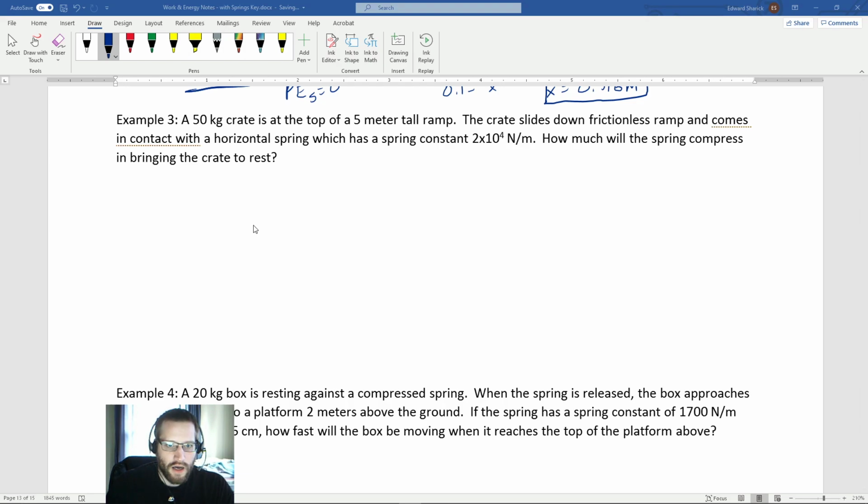All right. So here we have a 50 kilogram crate on top of a 5 meter tall ramp. The crate slides down the frictionless ramp and comes in contact with a horizontal spring, which has a spring constant of 2 times 10 to the 4th newtons per meter. How much will the spring compress in bringing the crate to rest? So this is what we're looking at.